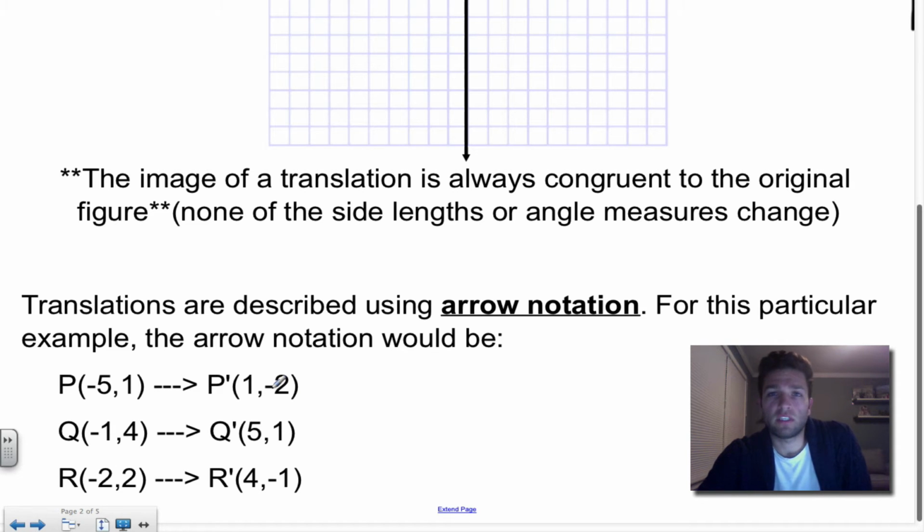So if you ever see directions, or if I ask you to use arrow notation to describe a translation, all you are doing is writing your original coordinates followed by an arrow and then the new coordinates. And it just lets us know that they started here and ended here through whatever translation happened. All right?